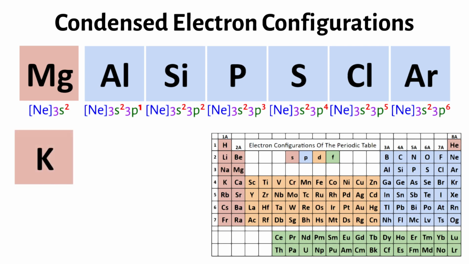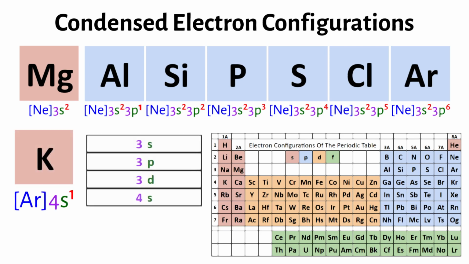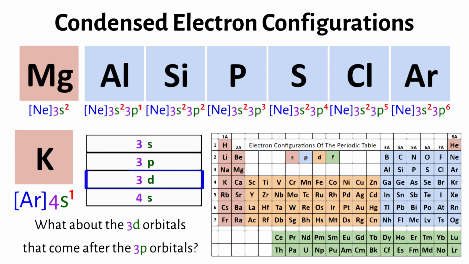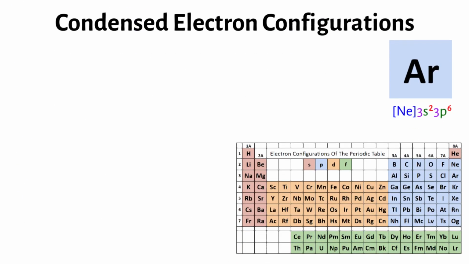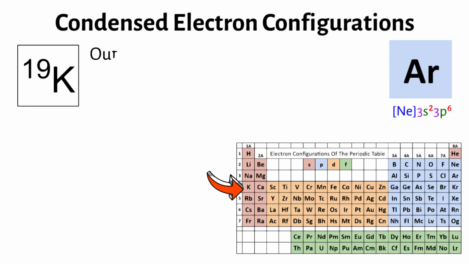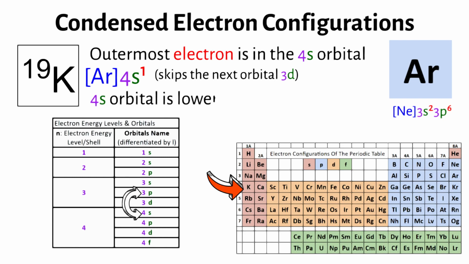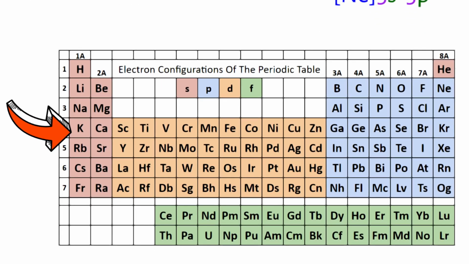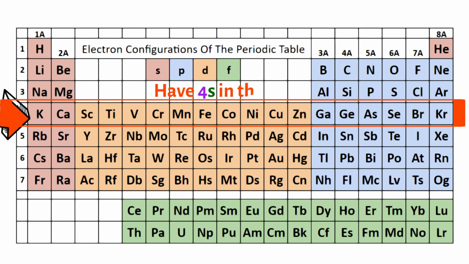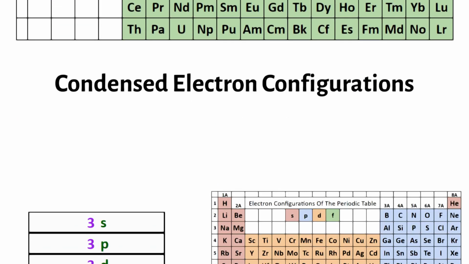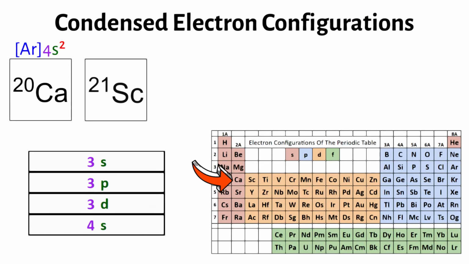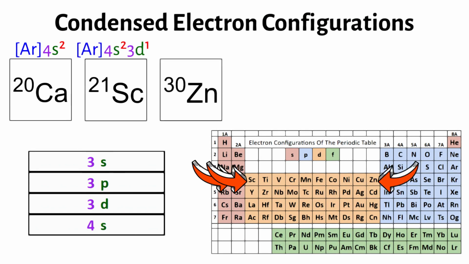Potassium is [Ar]4s1, but what about the 3d orbitals that come after the 3p orbitals? It's been experimentally shown that potassium's outermost electron is in the 4s orbital. It skips the next orbital, 3d, because the 4s orbital is lower in energy than the 3d orbitals. This means that all elements in the 4th row have 4s in their electron configuration. For example, calcium is [Ar]4s2, scandium is [Ar]4s2, 3d1, and zinc is [Ar]4s2, 3d10.